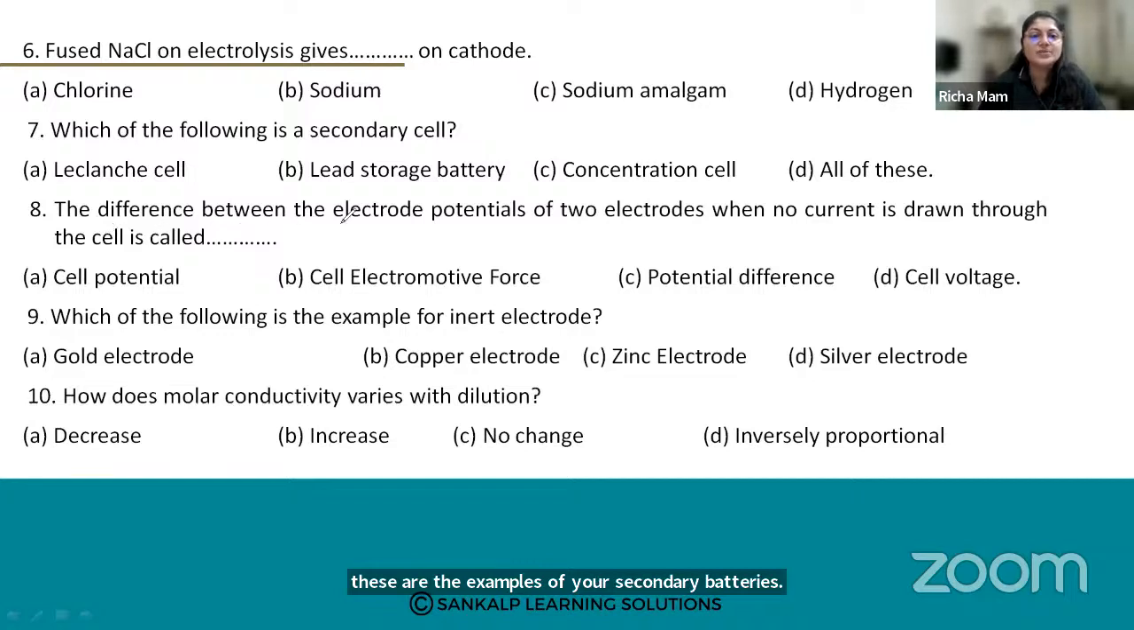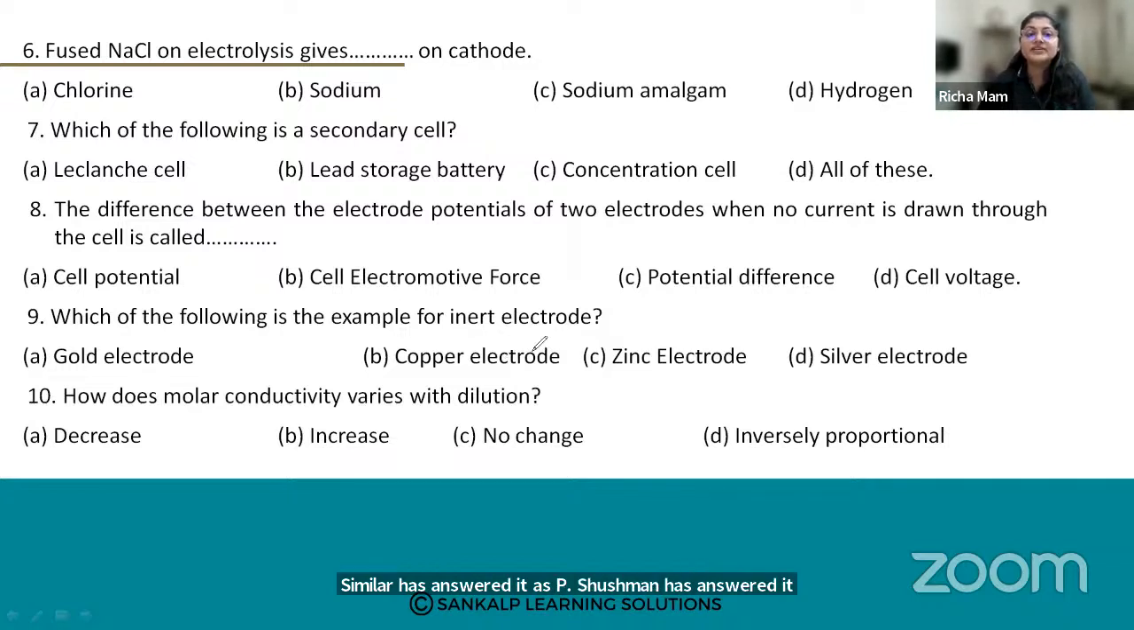Next one: the difference between the electrode potential of two electrodes when no current is drawn through the cell is called A, cell potential, B, cell electromotive force, C, potential difference, and D, cell voltage. Praveen has answered it as B. Supriya has answered it as A. Yes, what about others? Nikita C, Netravati B, Simran has answered it as B. Shushma has answered it as C.